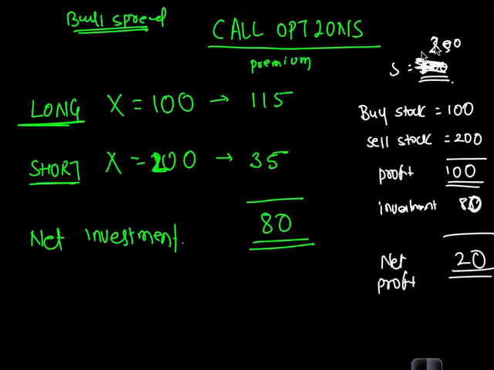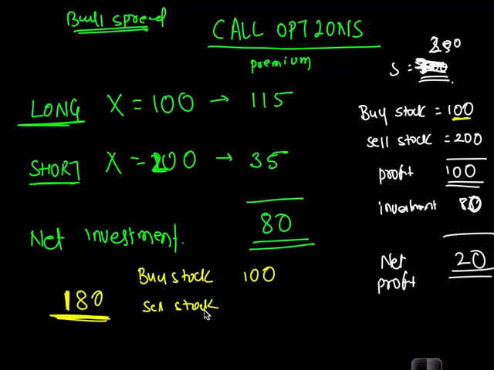But what if this price comes out to be 180? If the price comes out to be 180, then we will buy the stock at how much? So I'm writing here. Then we will buy stock at a price of 100. Will we get to sell the stock at 200? No, because we have a short call position. But we can sell the stock at the current market price of 180. So we have a profit of 80.